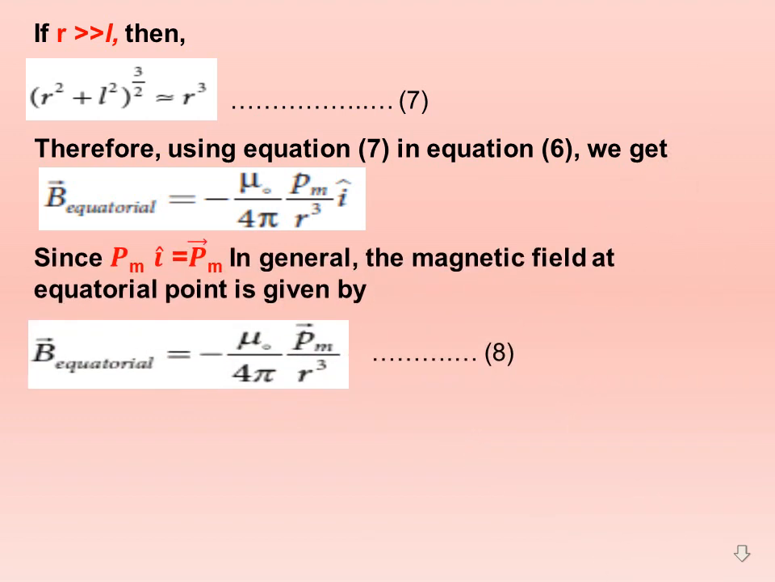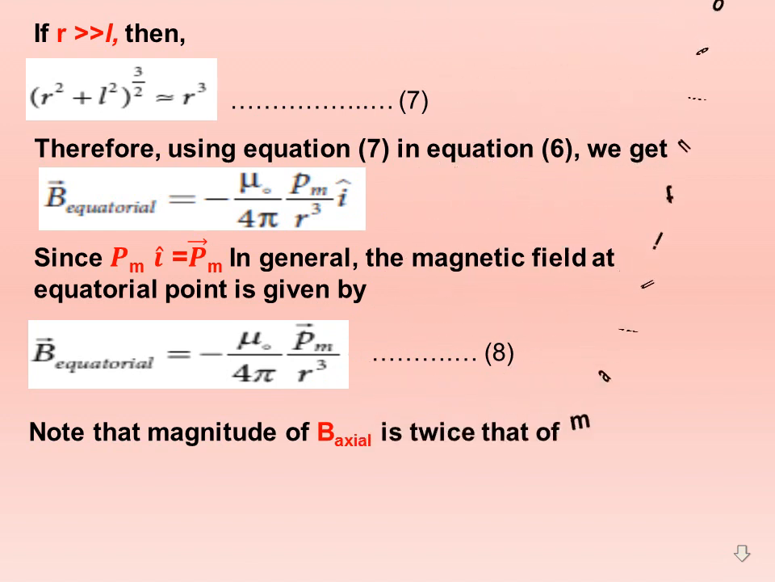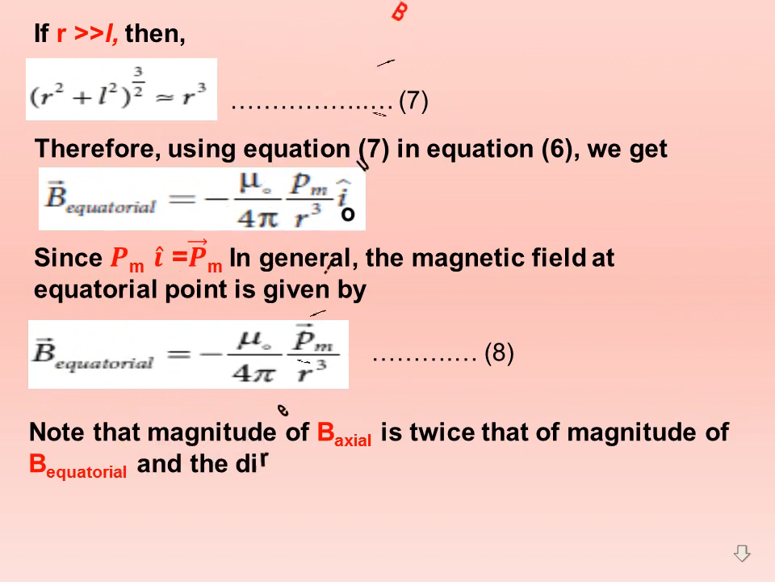Since Pm i cap is equal to Pm vector, in general the magnetic field at the equatorial is given by B vector equatorial is equal to minus mu naught by 4 pi Pm vector by r cube. Note that the magnitude of B axial is twice that of the magnitude of B equatorial, and the directions of B axial and B equatorial are opposite to each other.